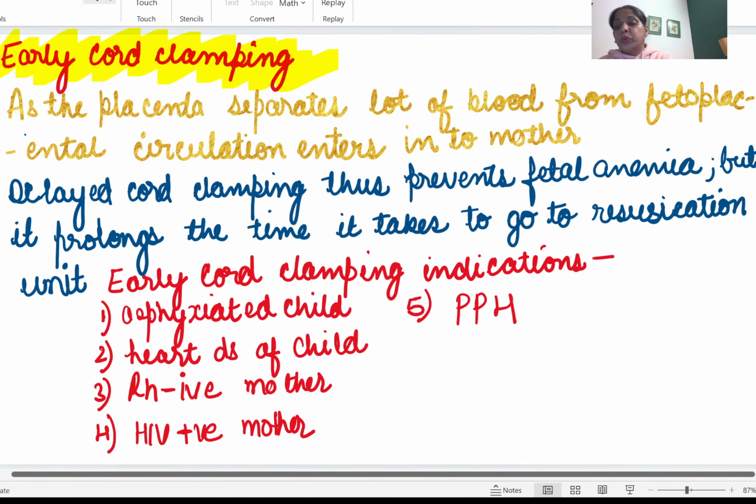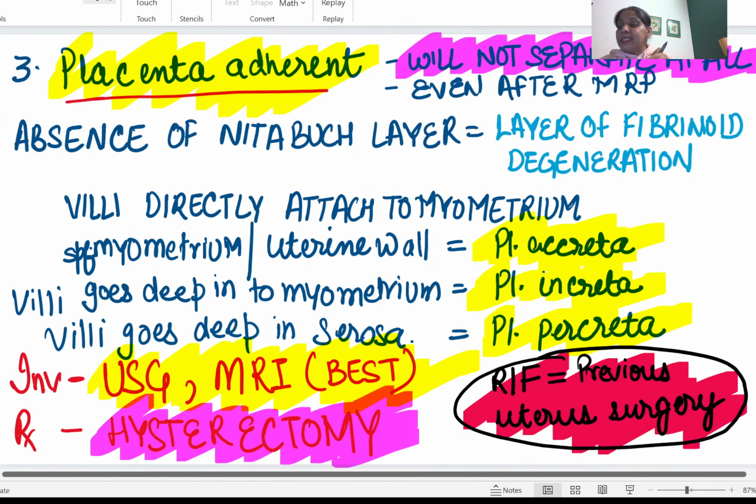So that is why I told you that accreta is to the superficial myometrium, right? The villi are attached to the superficial myometrium. If they are going deep inside the myometrium, it is increta. Is it clear, Dr. Isra?